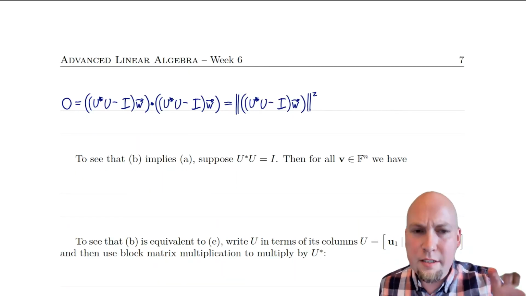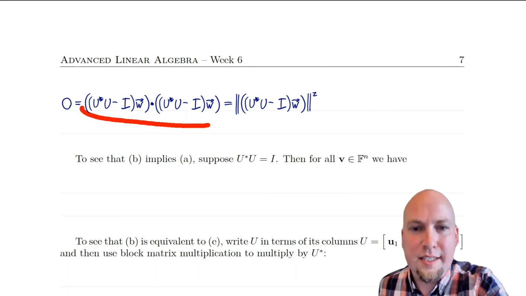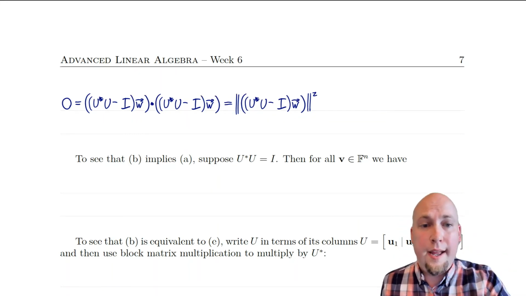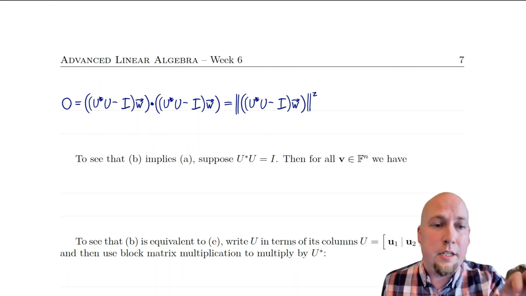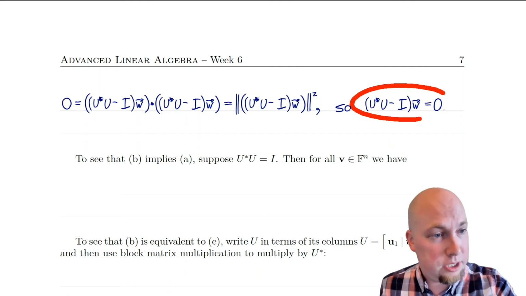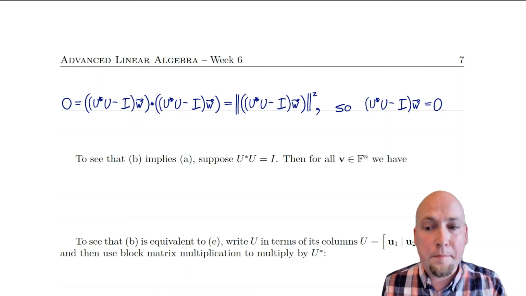But this junk, the dot product of a vector with itself, is the norm induced by the inner product, squared. And remember, the only way a norm induced by an inner product can equal 0 is if the vector itself equals 0. So this junk has got to be the 0 vector.